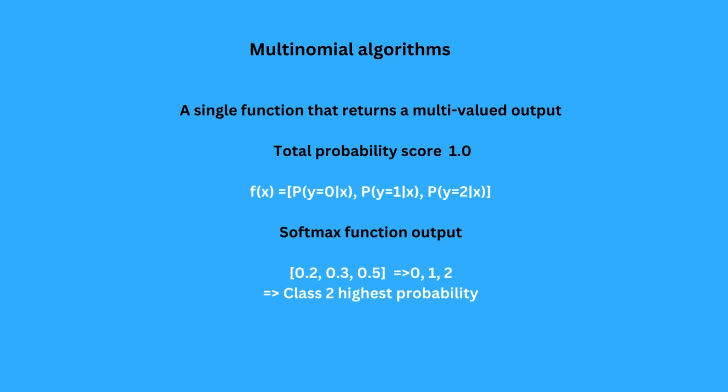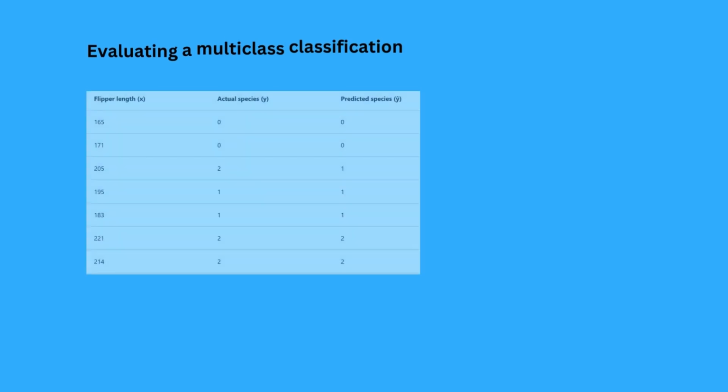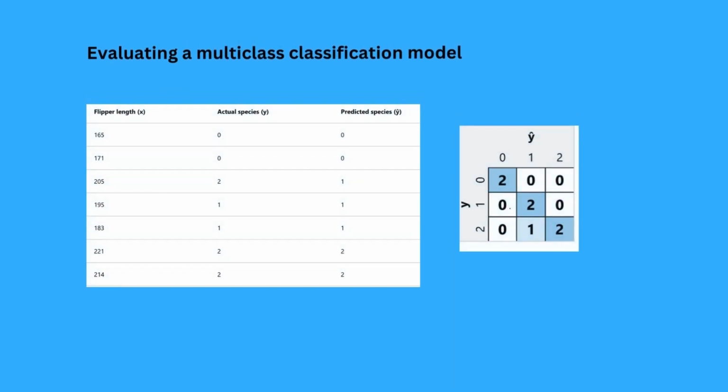Now, coming to the evaluation of a multi-class classification model. To evaluate a multi-class classification, we will calculate the binary classification metrics which we saw in our previous video. We can also calculate aggregate metrics by adding up all the values. Here we can see a table with a different set of flipper lengths, actual species y, and predicted species y hat values. Below, we have a confusion matrix which shows the number of predictions for each combination of y and y hat values.